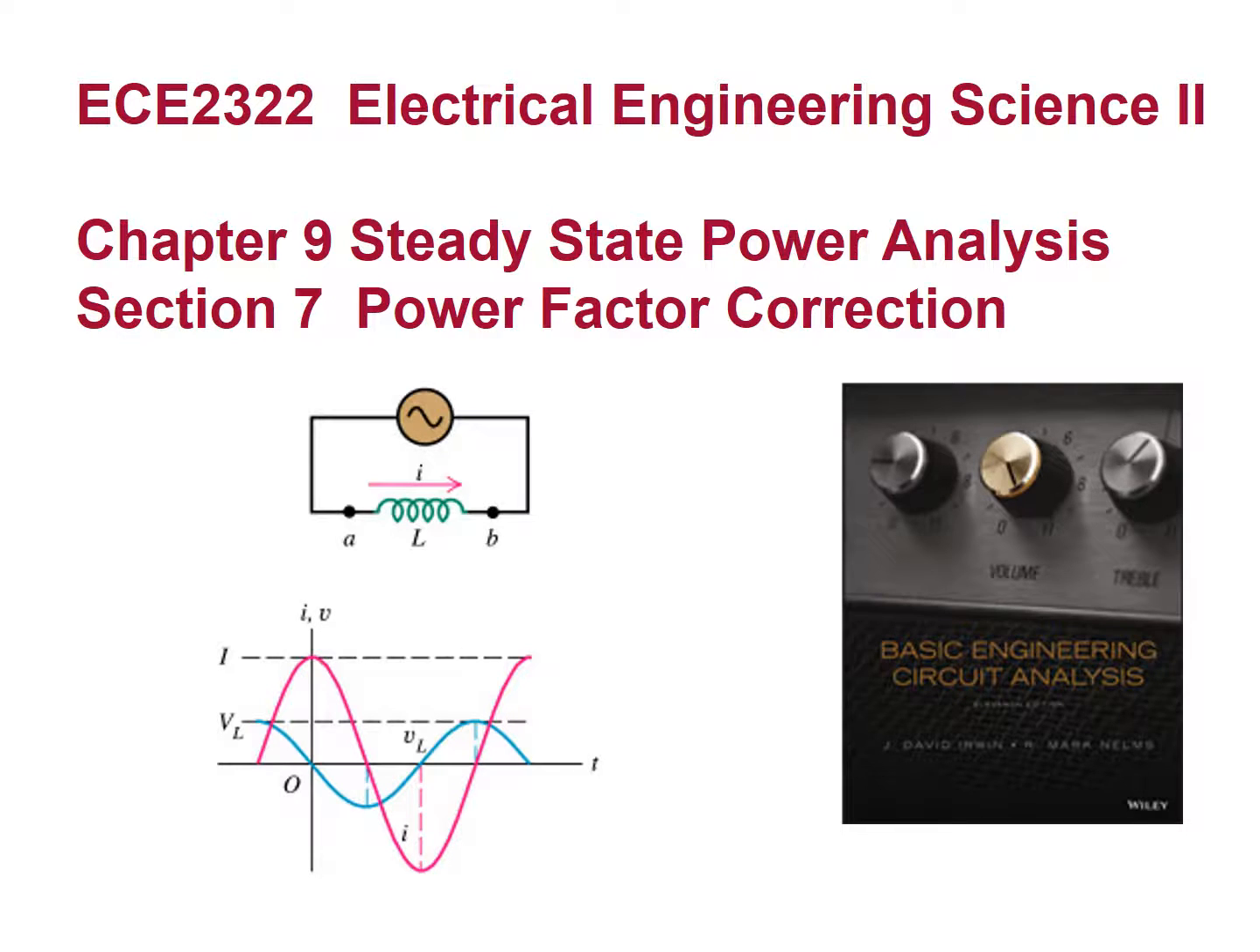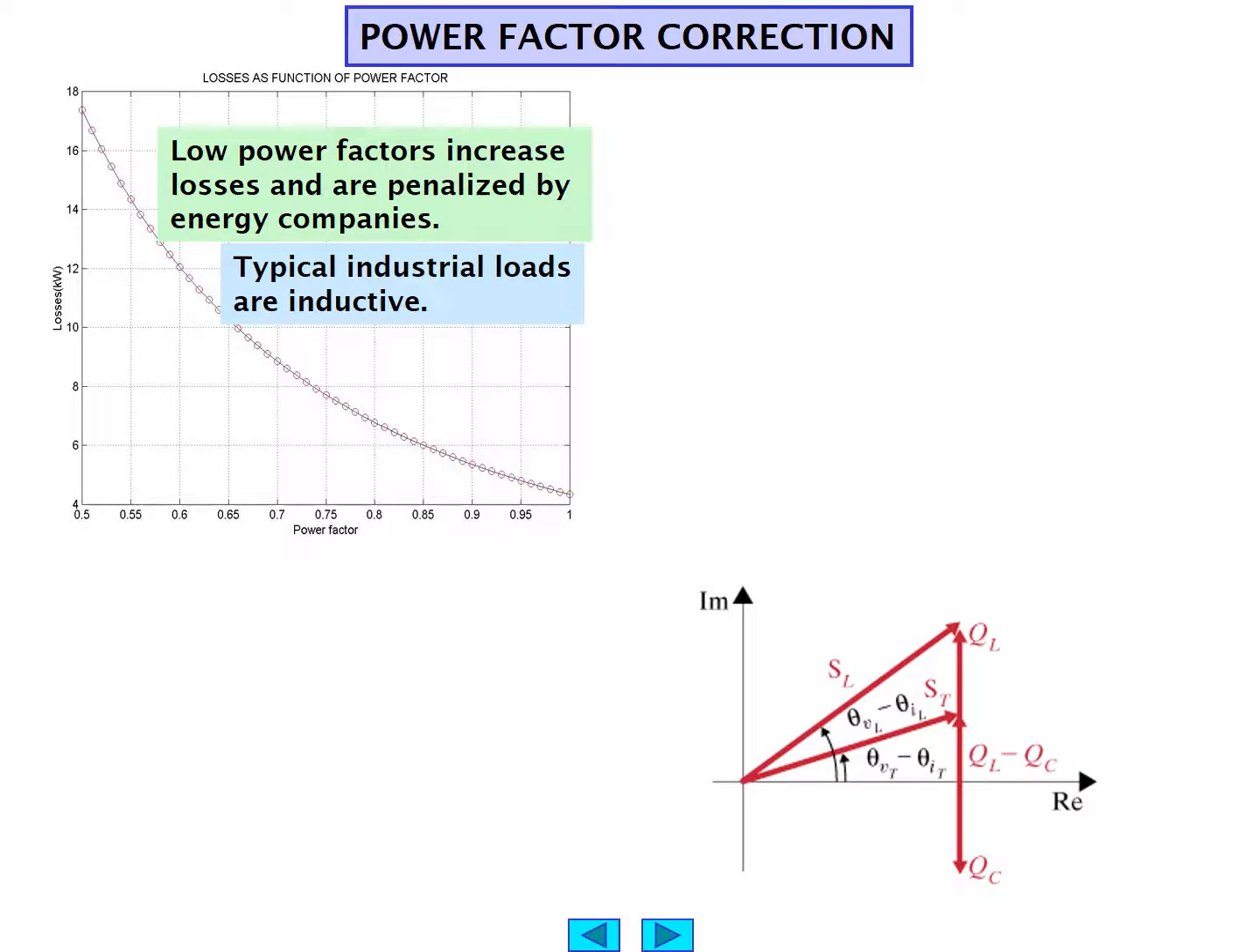This is section 7, power factor correction. Low power factors increase losses and are penalized by energy companies by charging more. Typical industrial, or in fact even residential loads, tend to be inductive because of the preponderance of motors and rotating machinery that we might have.